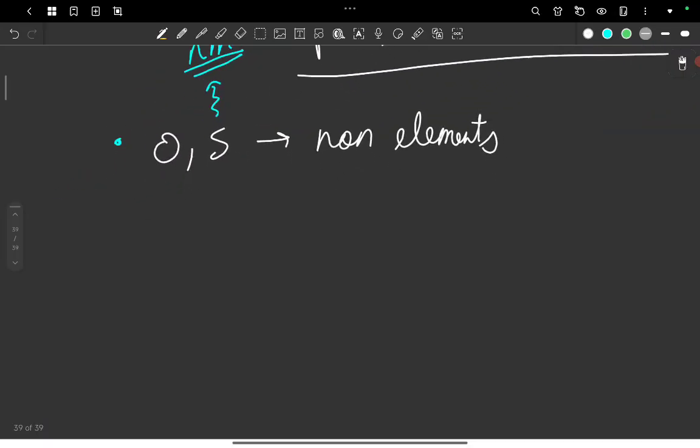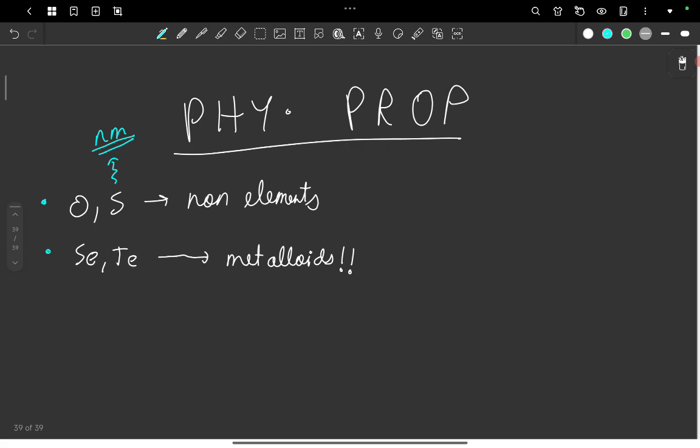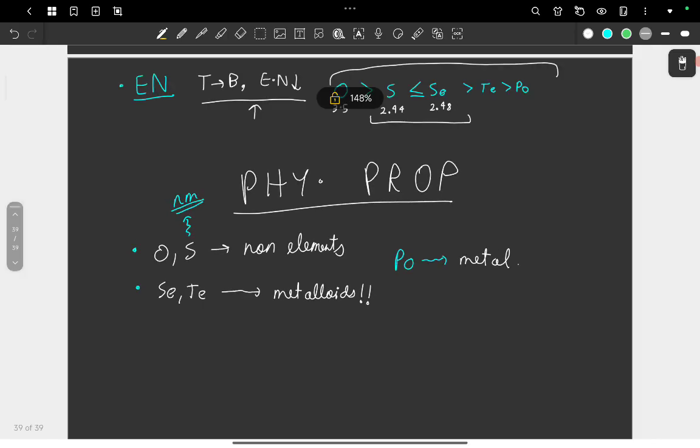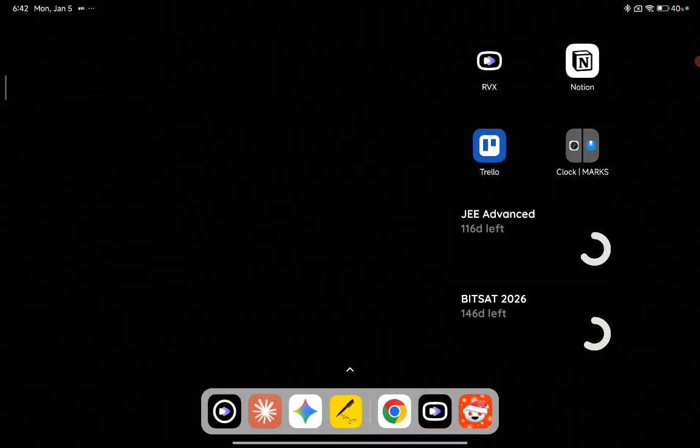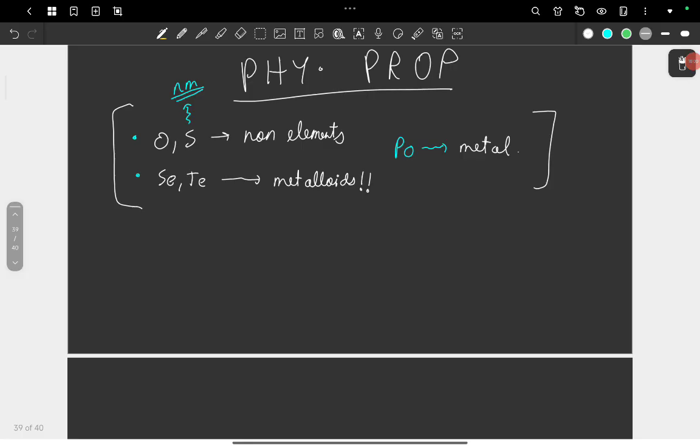But as you go down, both selenium and tellurium are metalloids. And the NCERT calls polonium a metal. So remember this, they are important and they are relevant, and you will definitely be asked a question about this.